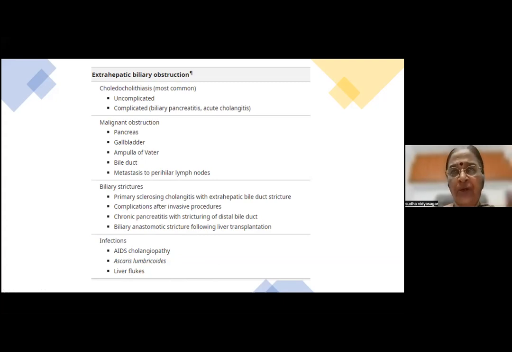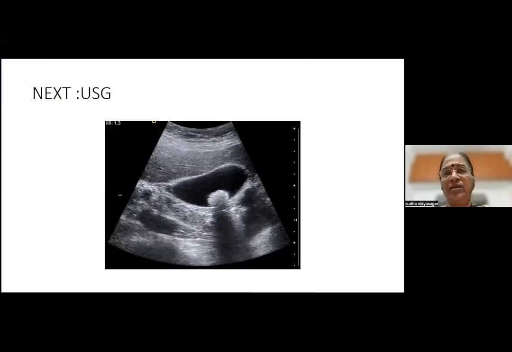The most important causes are the first two, and they all present with an LFT which suggests a direct hyperbilirubinemia with an increased alkaline phosphatase. Of course, the best investigation for cholelithiasis is an ultrasound, because it can show the presence of the stone, the mobility of the stone, where it is, etc. So that's the best.